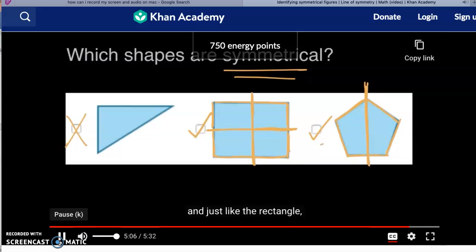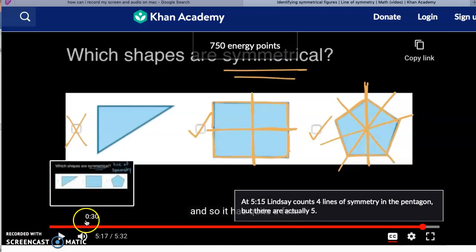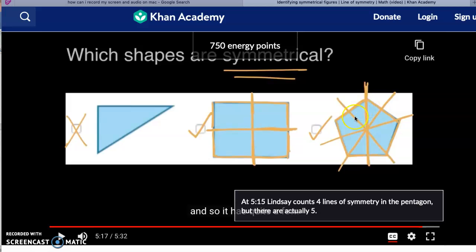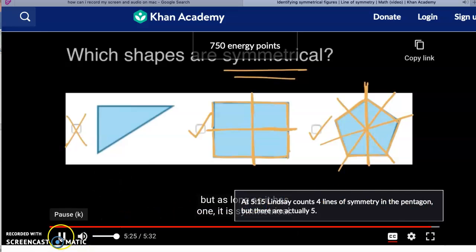And just like the rectangle, this one had quite a few lines of symmetry. Here's another line of symmetry. Here's another line of symmetry. Here's one more line of symmetry. If you were to fold this pentagon on these lines, they would fold evenly. So this pentagon actually has, it looks like, 1, 2, 3, 4 lines of symmetry. But as long as it has one, it is symmetrical.